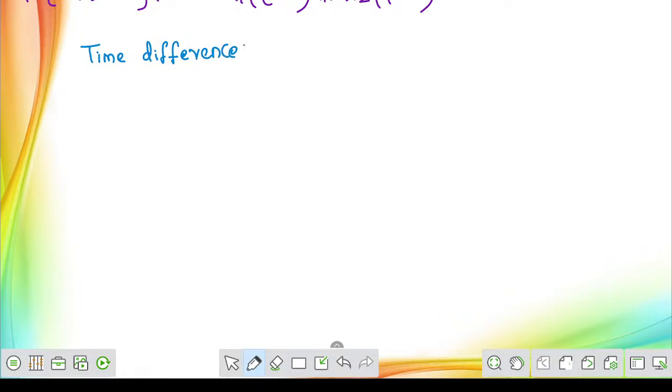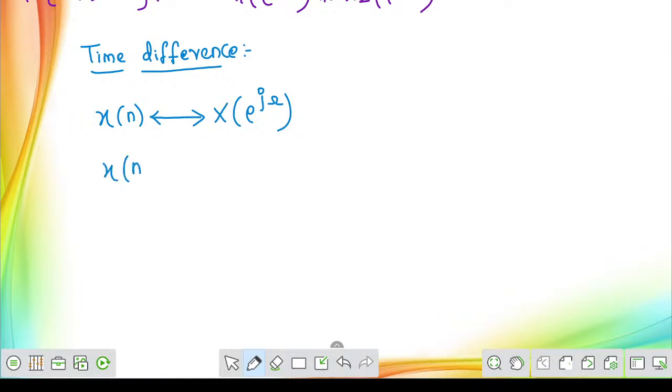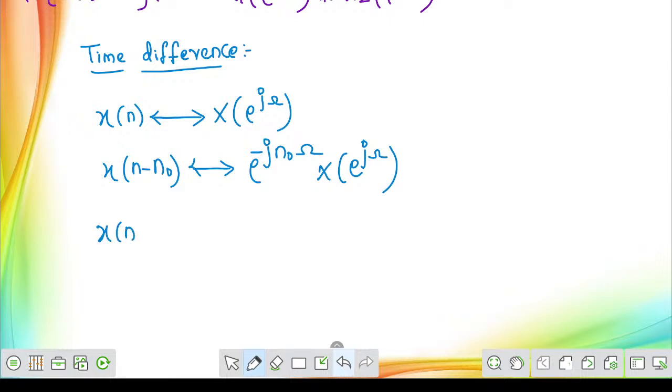What is this, sir? Yeah, it is the special version repeatedly asked in the examination. Whenever time difference is given, you can directly take, for example, I have a signal x of n. Its corresponding Fourier transform can be written as the discrete time Fourier transform X of e power j omega. If I have a signal x of n minus n naught, then we know this can be written as e power minus j n naught omega into X of e power j omega.